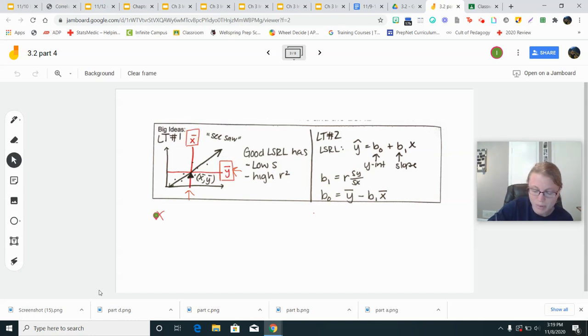So x with a bar on top, I'll just kind of write an example here. X bar is the average of the x values. So that's some new notation. It's a little average of the x values.